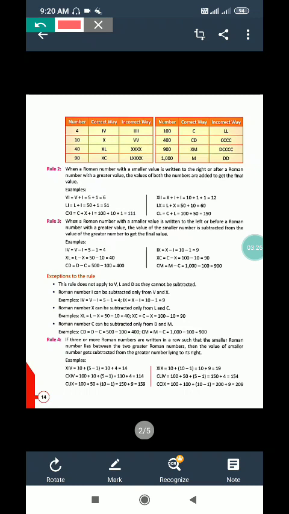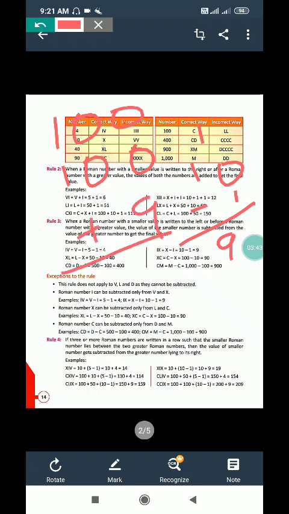Okay, now let's take another example which is given over here, CCIX. We know that C equals 100, so 2 C's equal 100 plus 100. I means 1 and X means 10. Here I comes before X, that means minus 1, which is equal to 9. So the value of this number is 209.